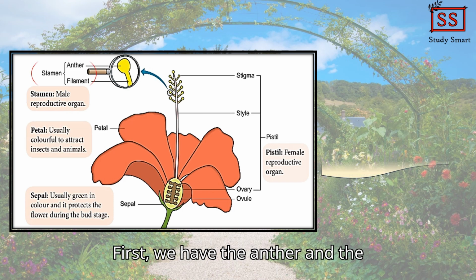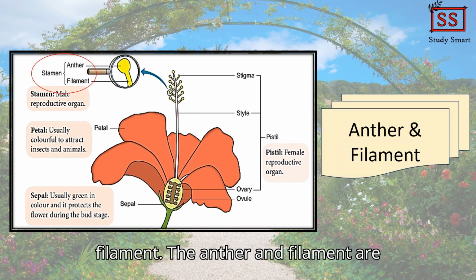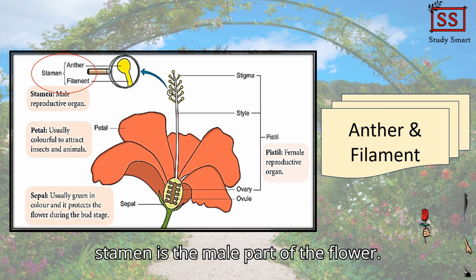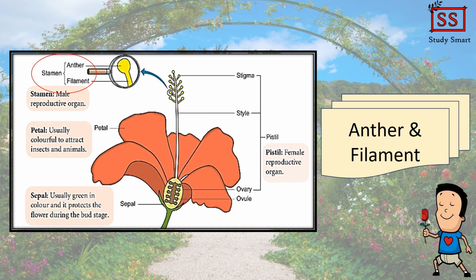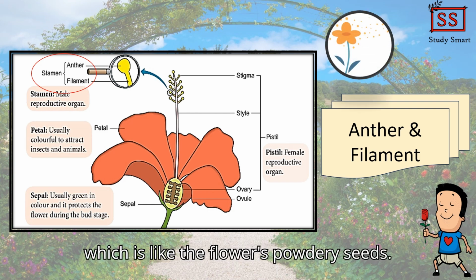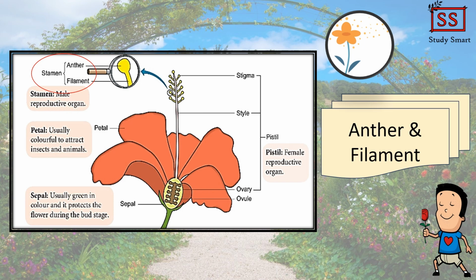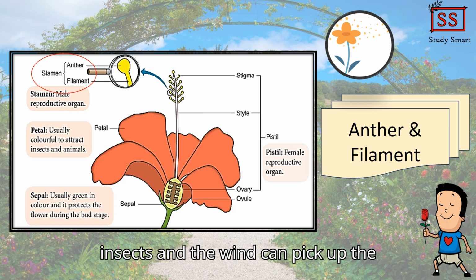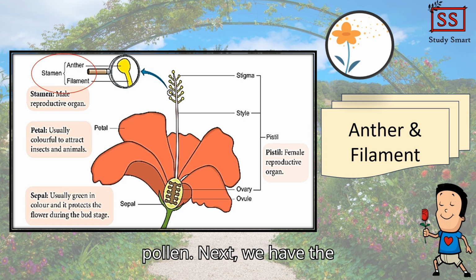First, we have the anther and the filament. The anther and filament are parts of a flower stamen. The stamen is the male part of the flower. The anther makes and holds the pollen, which is like the flower's powdery seeds. The filament holds up the anther so that insects and the wind can pick up the pollen.